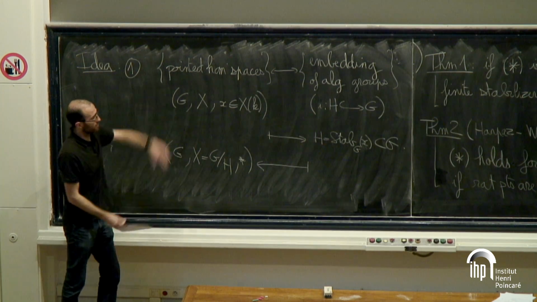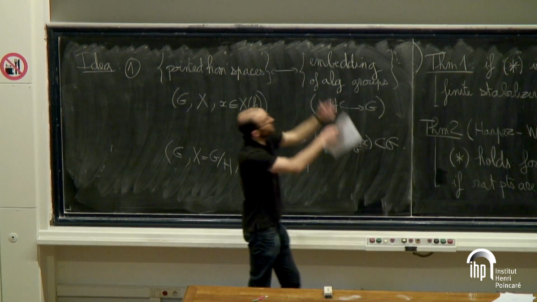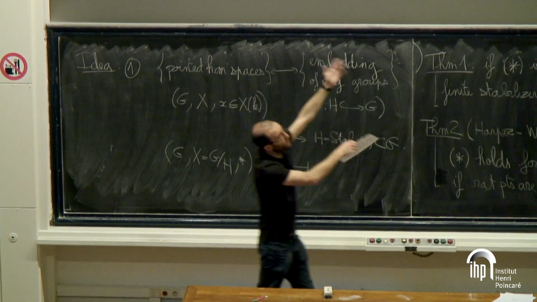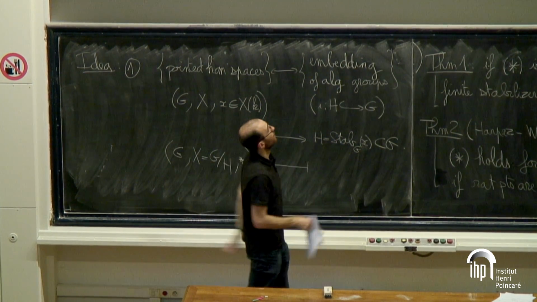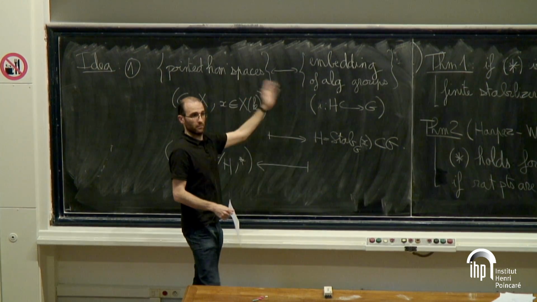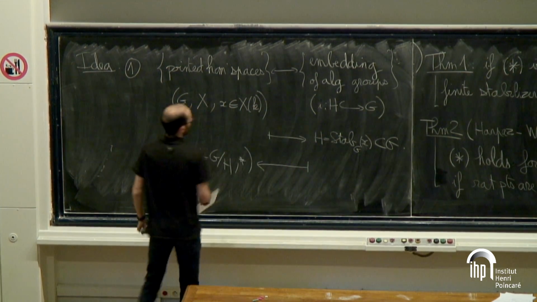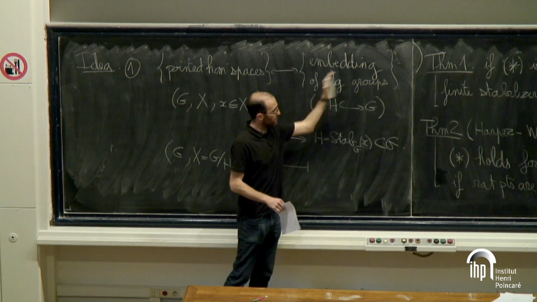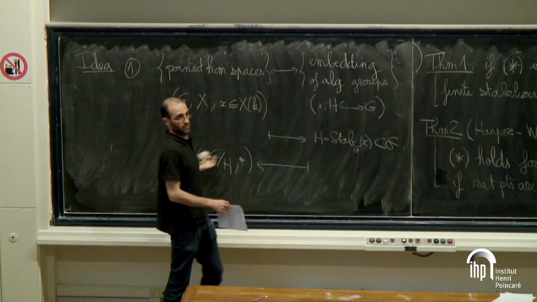Okay, so this is just a fancy way to say that it is sufficient to deal with this morphism of algebraic groups from H to G, and this is functorial, okay, in some sense. So we will simplify the structure of H and G in order to simplify the structure of X. This is the idea.